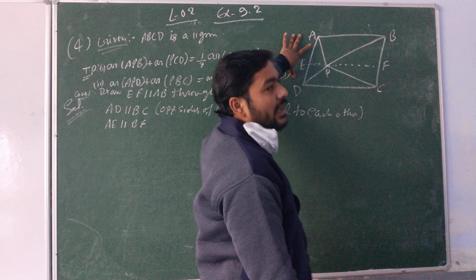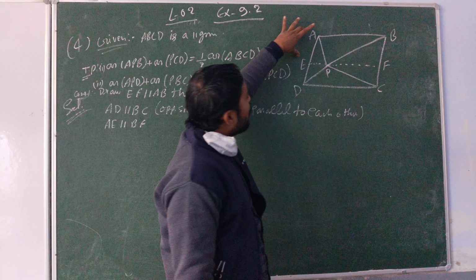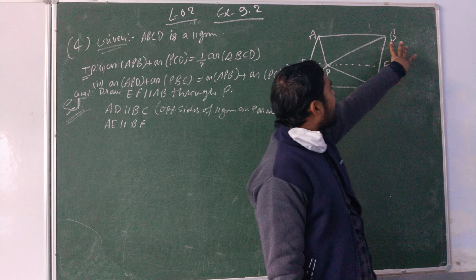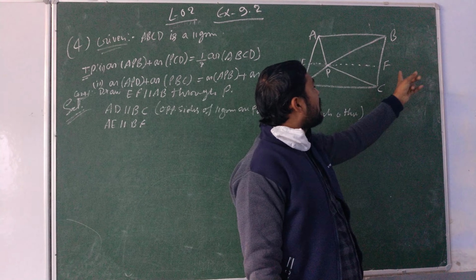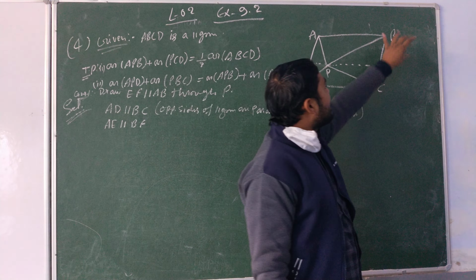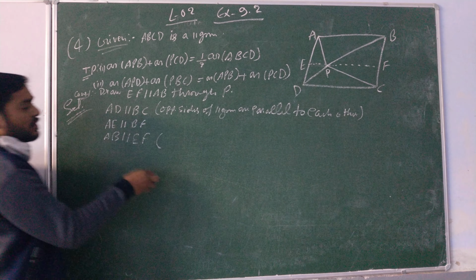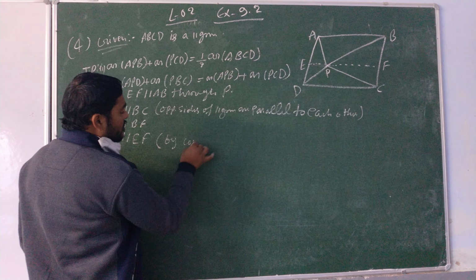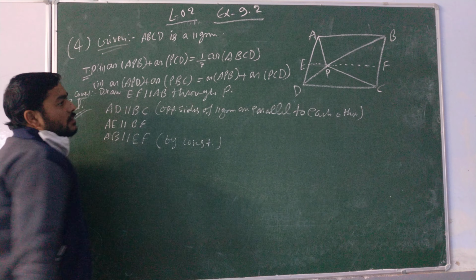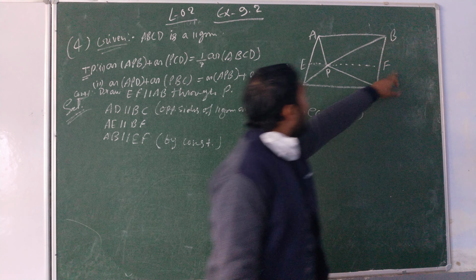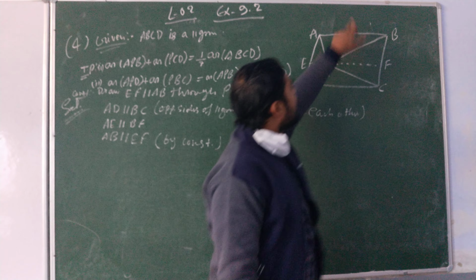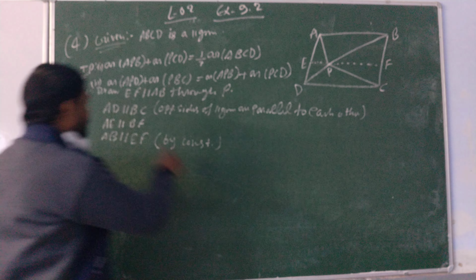This is the complete straight line, so we can take the small part AE, and this is the complete BC, and from here we can take the small part BF. So we can say that AE is parallel to BF. Now AB is parallel to EF by construction. So ABFE has opposite sides parallel to each other.